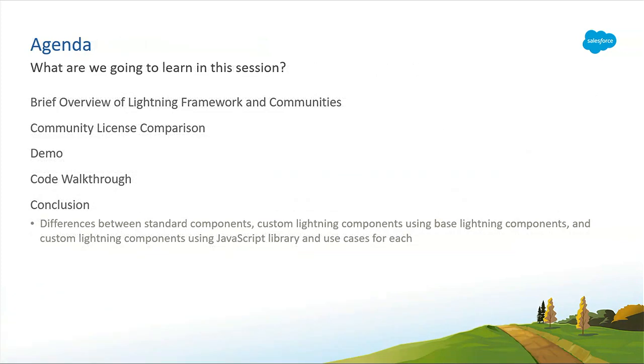All right, so we'll go over the agenda. We're going to cover a brief overview of the Lightning framework and Salesforce communities. Many of you may already know about it, but I'm just going to give a very high-level overview. Then I'm going to cover the community license comparison, the different types of licenses that are available, and what makes this use case stand out for having these advanced grids. Then we're going to do a demo. We'll do a code walkthrough, and we'll conclude with what we saw.